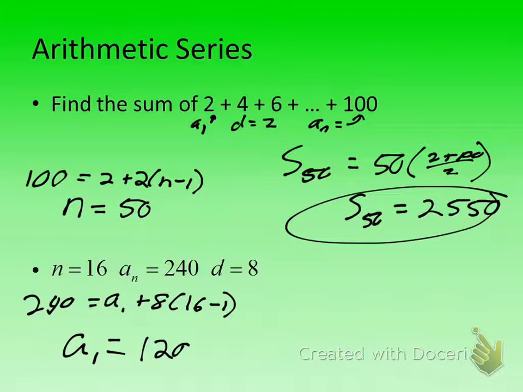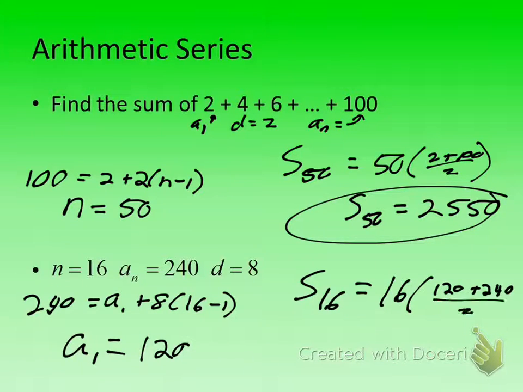You plug it in, so the sum of your first 16 terms is 16 times 120 plus 240 divided by 2, which gives you 2,880.